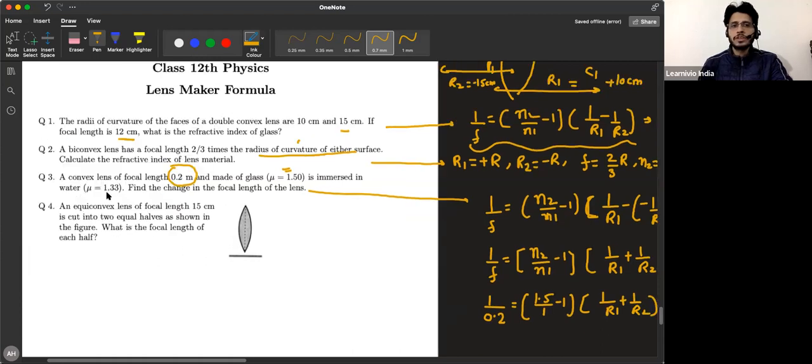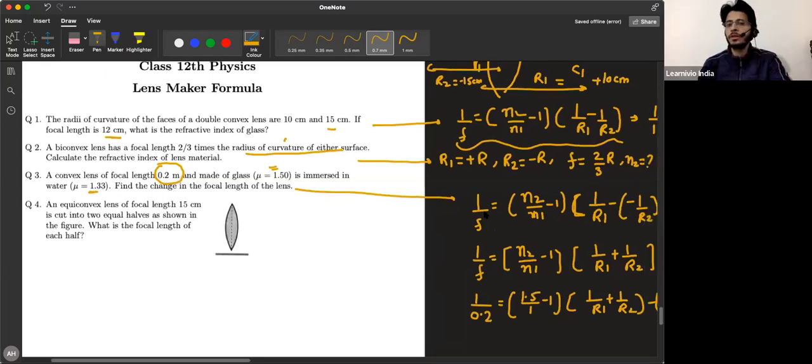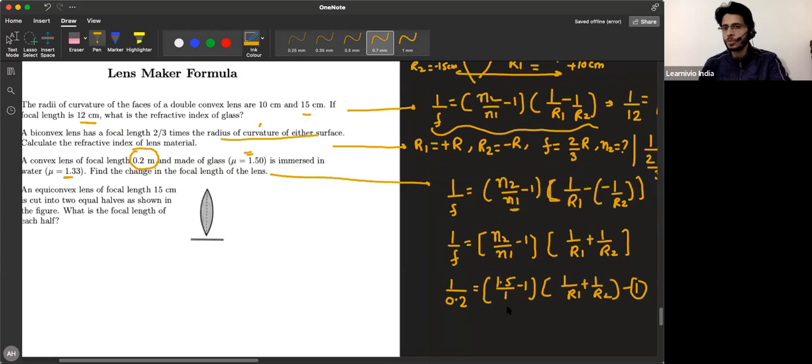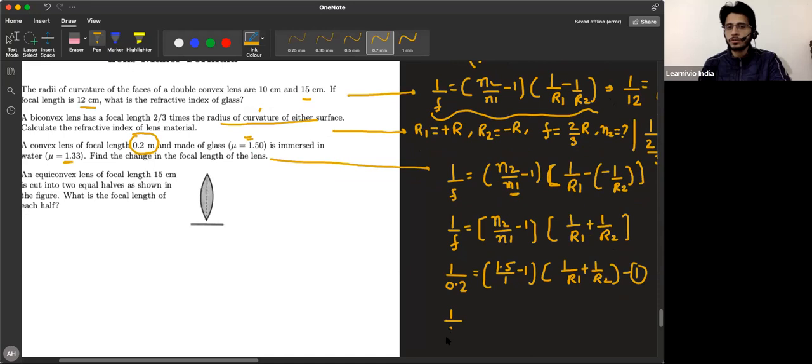So when you change the surrounding medium to water, like you dipped your lens in water, so instead of N1, you will use 1.33 now. So instead of this N1, which is 1 here, you will use 1.33. So let's say in water, the focal length is 1 by FW. The refractive index of glass is the same. N2 is the same, N1 is changing. Instead of 1, you are using 1.33, minus 1, times 1 by R plus 1 by R.